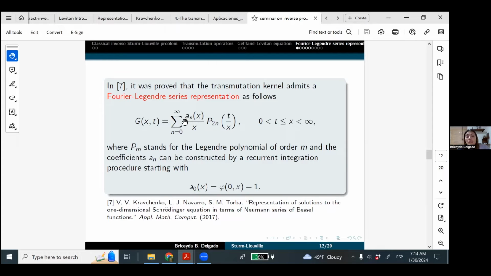I don't include the formulas here for the coefficients, but if you are interested in the exact formulas, you can look at the paper. I just put the expression for the first coefficient a_0 because this will be the only data that we need to solve the inverse problem. Only the first coefficient will be needed. And we can see easily that a_0 is equal to the solution of the Cauchy problem evaluated at 0 minus 1.